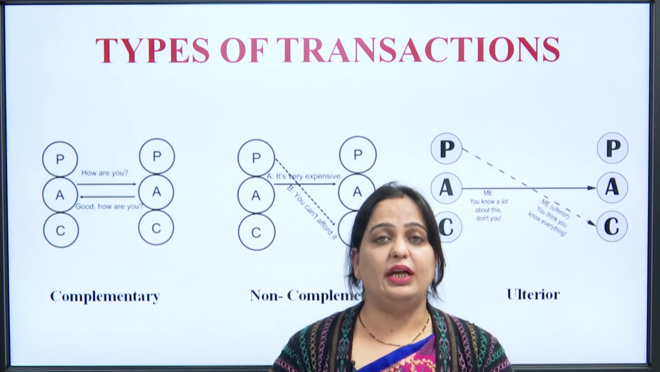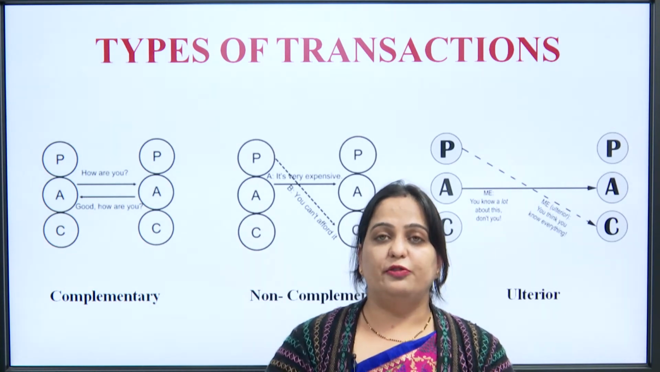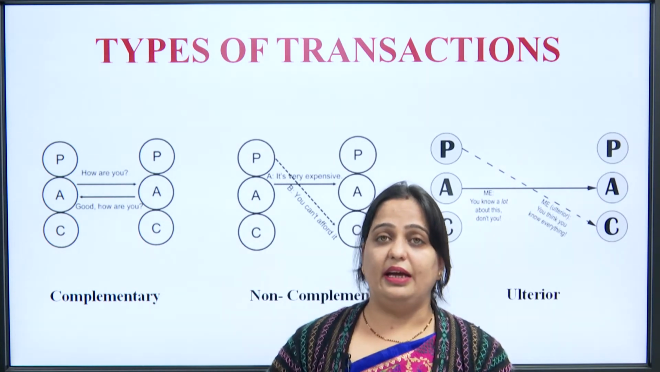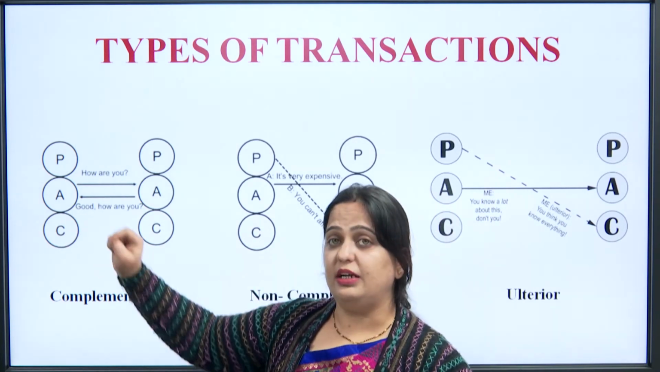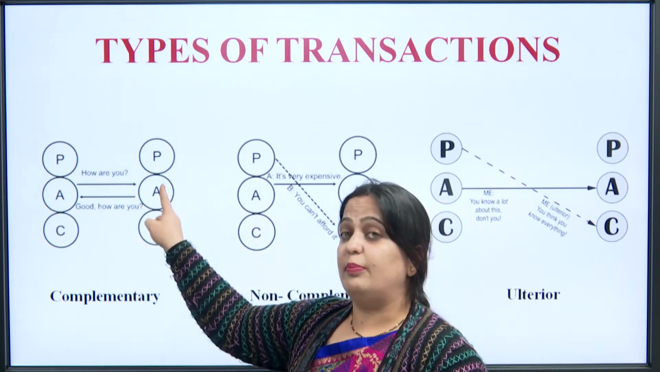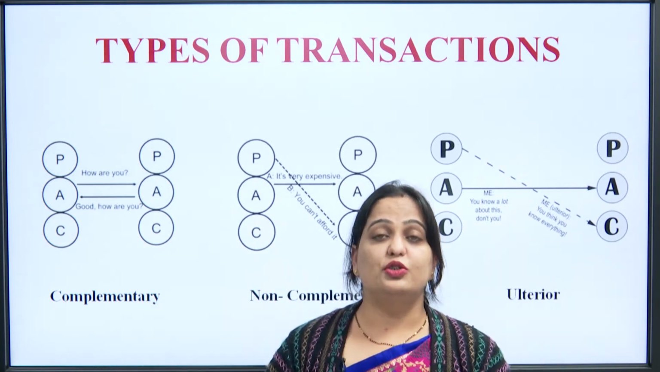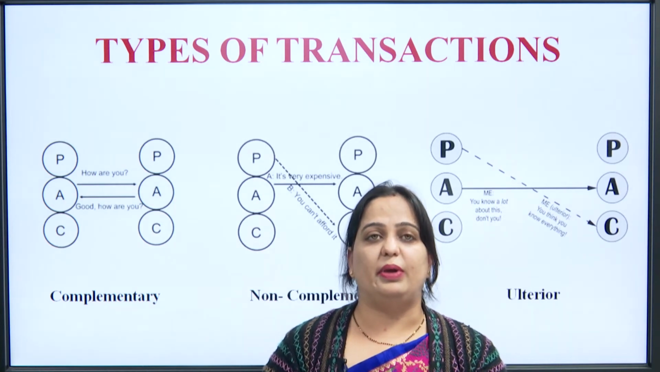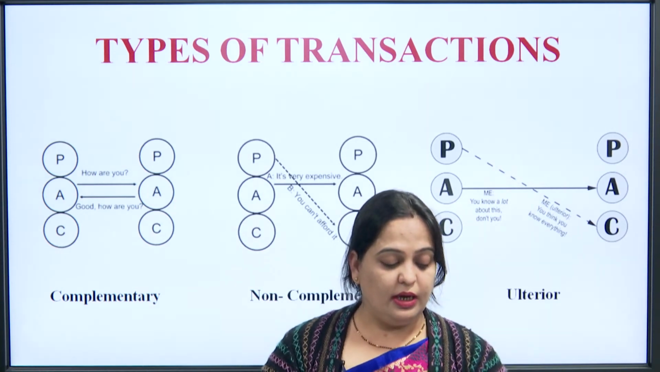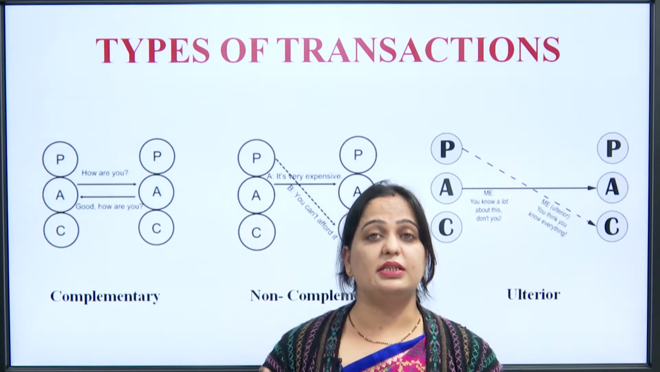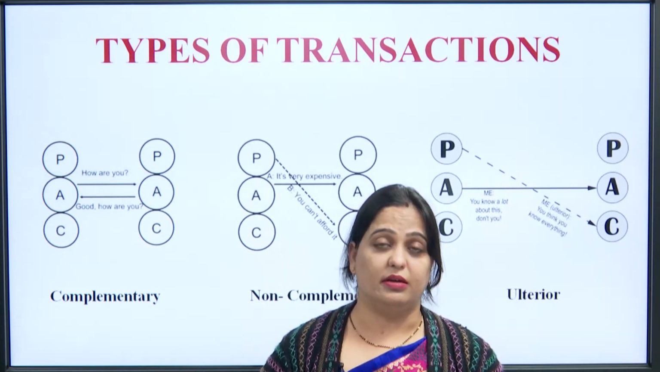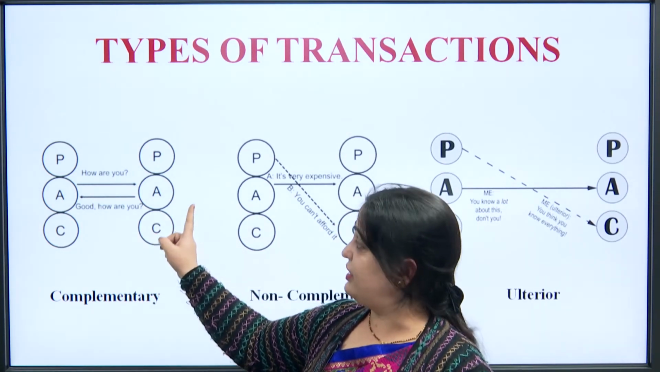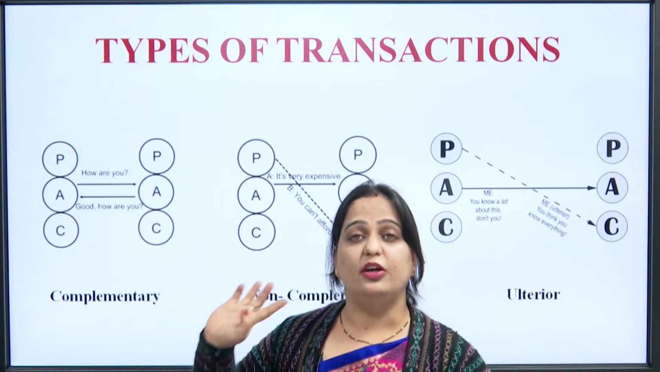So this is the state of mind in which the first person and the second person are interacting in the same ego state. If the first person is in the adult ego state, the second person is also replying in the same adult ego state. So here the conversation is very healthy, like how are you, and he has replied good and how are you. Here you can see that the stimulus and response are parallel. You can see the arrow going from one adult ego state to another adult ego state.